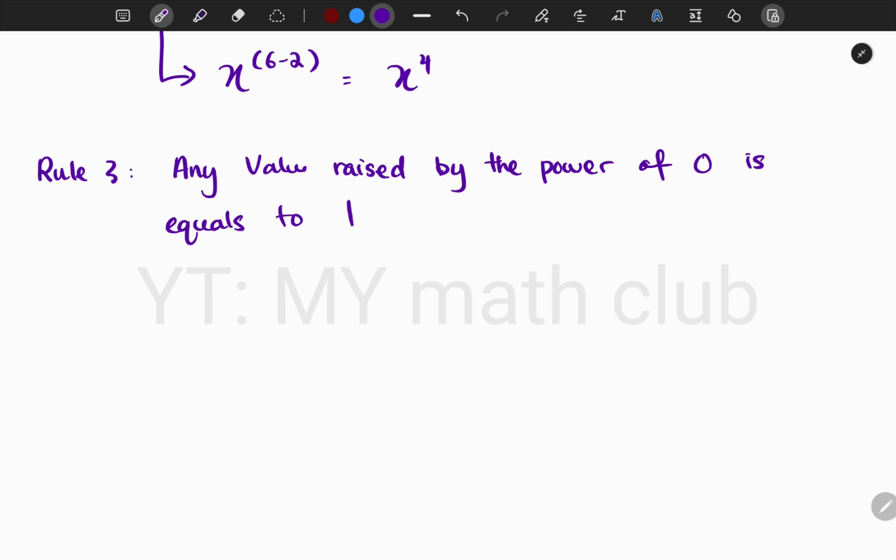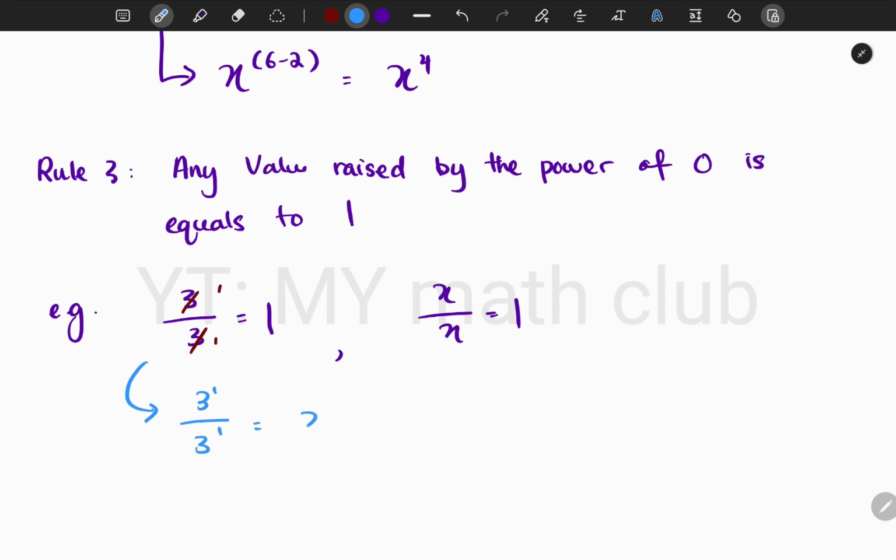Rule number 3. Any value raised by the power of 0 is equals to 1. We can see how this rule works by looking at an example. Take 3 divided by 3, which is equals to 1. We know that any number divided by itself will be 1. And so, x divided by x is also 1. Technically, this is also 3 raised by the power of 1 divided by 3 raised by the power of 1. And if we apply the rule that we learned just now, then we can minus the power, and we have 3 raised by the power of 1 minus 1, which is equals to 3 to the power of 0. And so we can see that these 2 are equal. And if they are equal, then this also equals to 1.